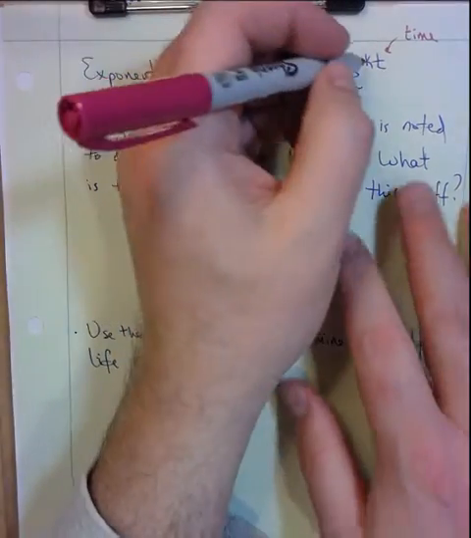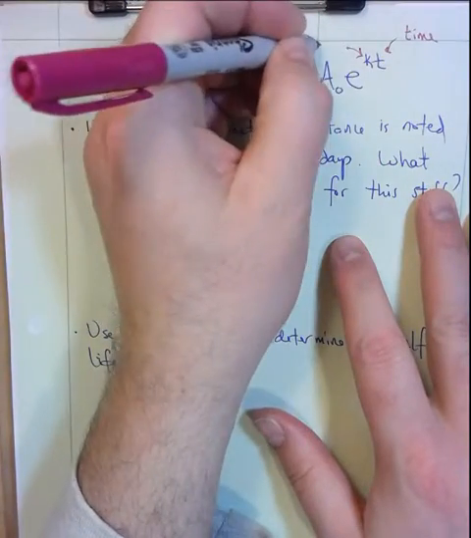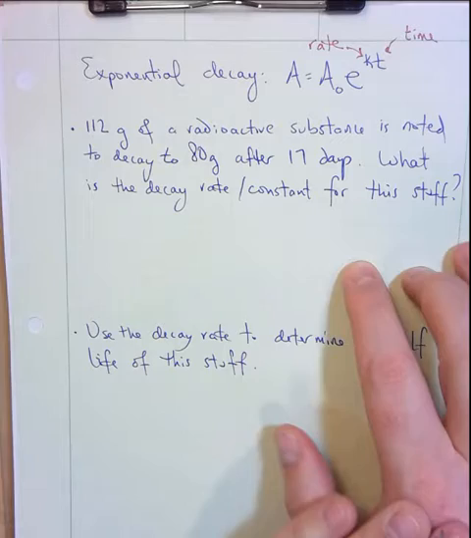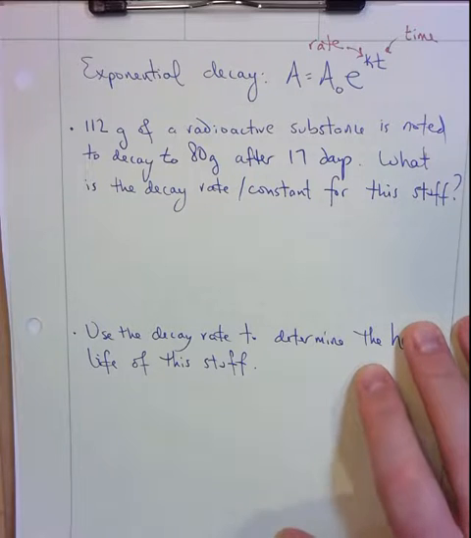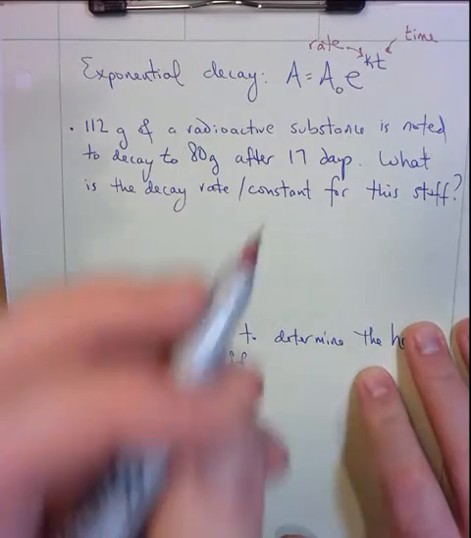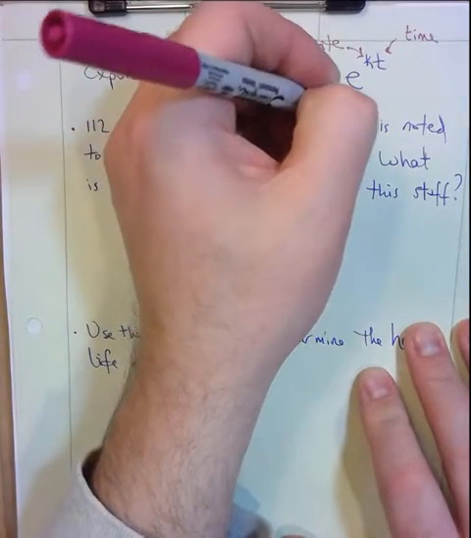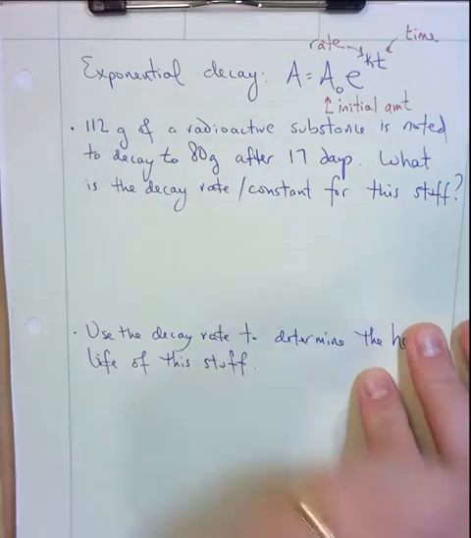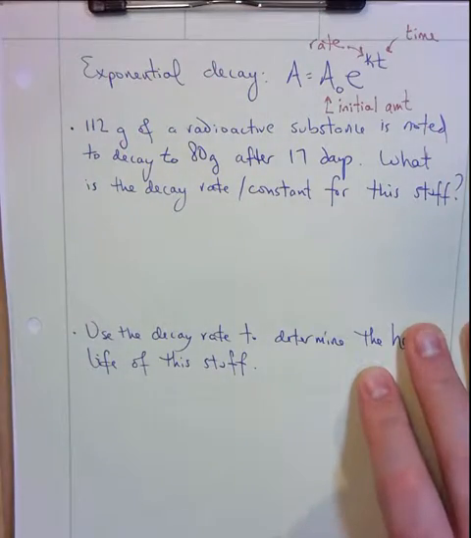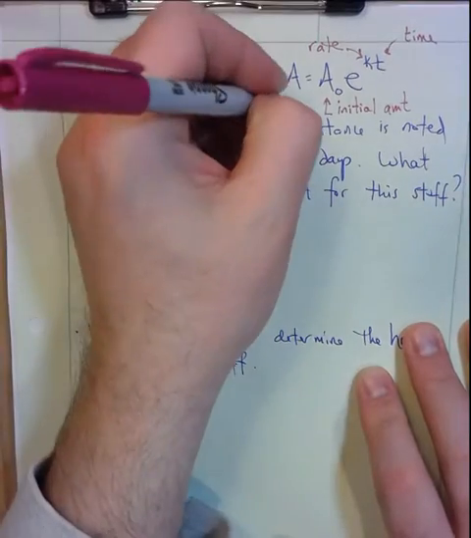K is the growth or decay rate. I'm just going to call it rate. It's generally a small number like 0.02 or negative 0.3 or something like that. It's a tuning dial that dictates how fast or slow the decay or the growth is happening. This number right here is the initial amount of whatever it is that you're looking at. And over here we have the current amount.